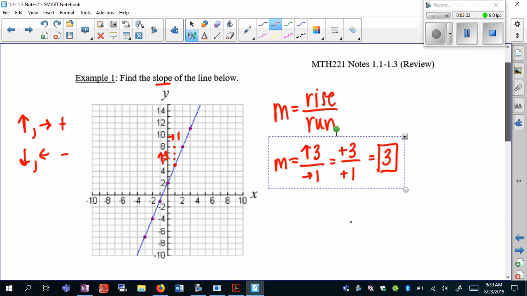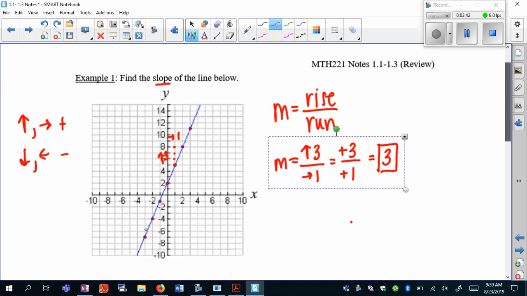Now, it doesn't really matter. If I would have chosen different points, it wouldn't matter because this is a line. The slope is the same for any equal distance. It's a constant rate of change. So even if I went from here to here, I would have gone up 6 over 2, which would reduce down to 3 as well.